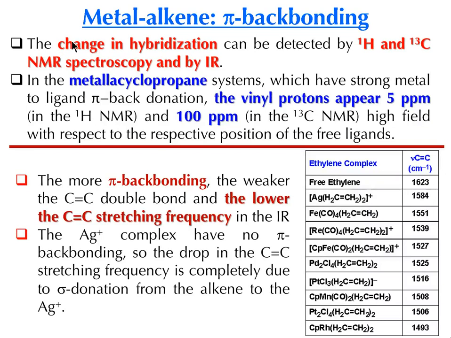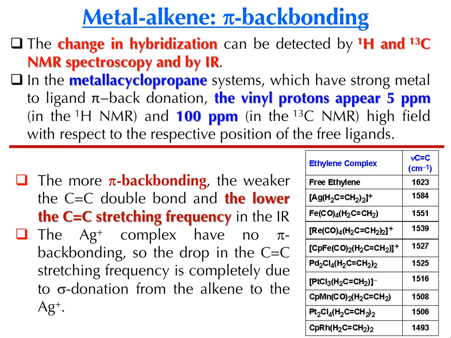In the Dewar-Chatt-Duncanson model, or the L-type, the hybridization of the carbon of ethene bound to the metal is sp2. When the pi back donation from the metal to the pi star orbital of olefin occurs, we pass from hybridization sp2 to hybridization sp3, and this is the X2 type.